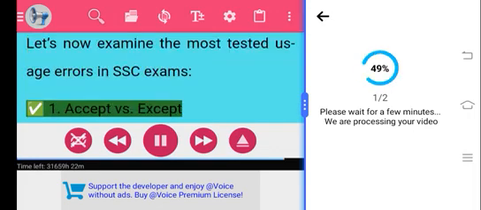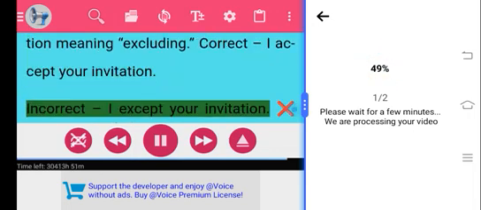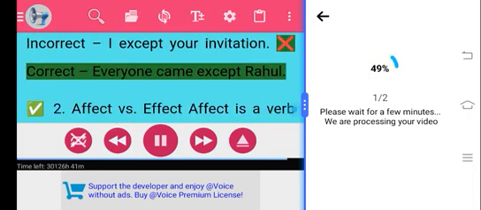1. Accept versus except. Accept is a verb meaning to receive or agree. Except is a preposition or conjunction meaning excluding. Correct: I accept your invitation. Incorrect: I except your invitation. Correct: Everyone came except Rahul.